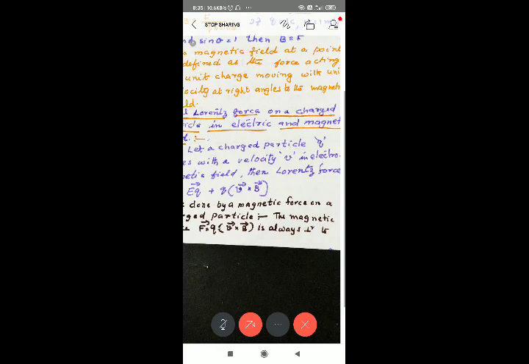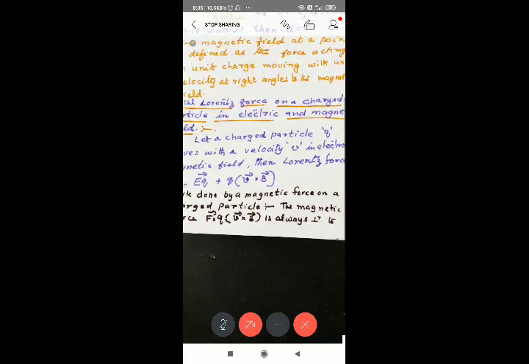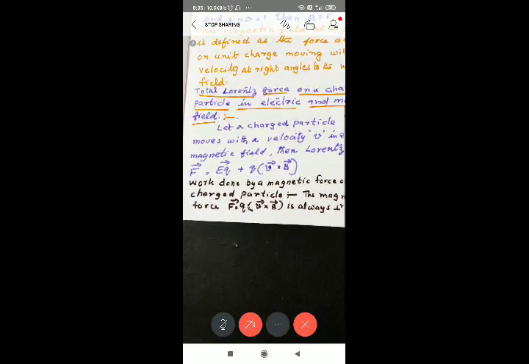Then work done by the magnetic force on a charged particle. Next we can calculate work done. Force we got. Then what will be the work done? So here what type of force is acting, that you should know. Then only you can calculate work done. Work done will be different in different cases that we have studied last year, depending upon the angle between F and motion, F and V.